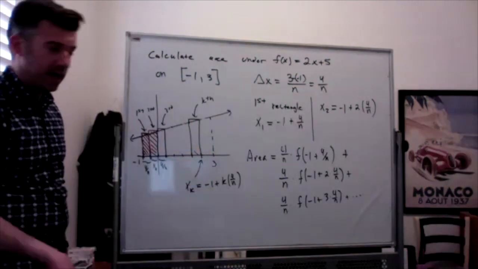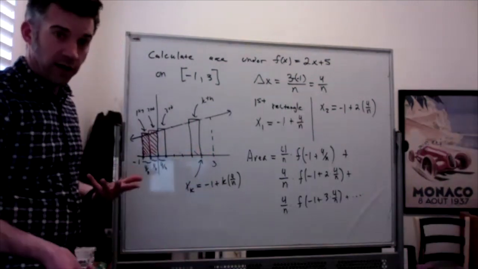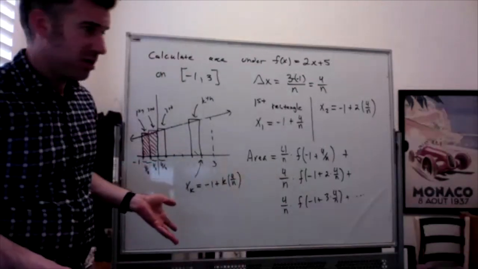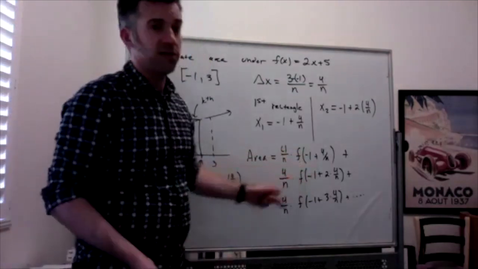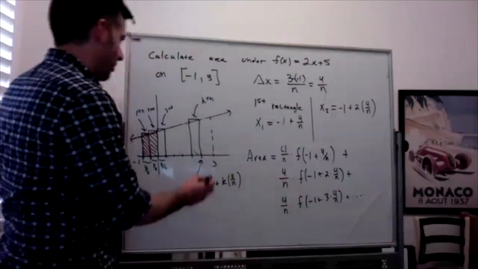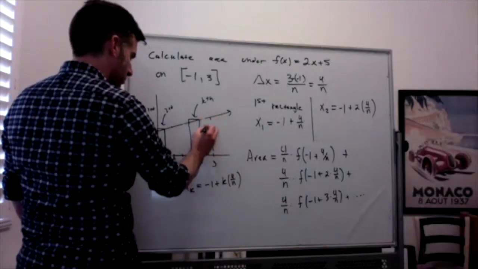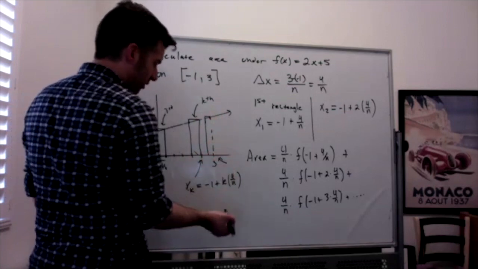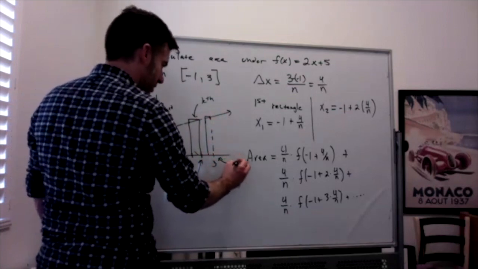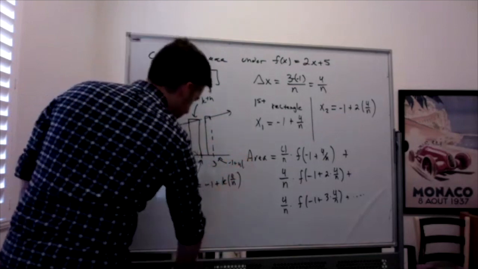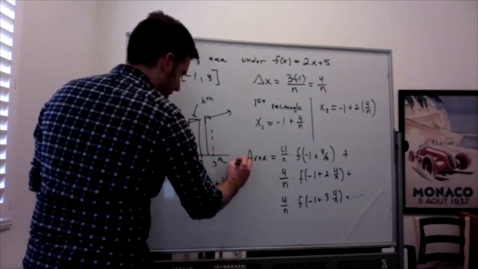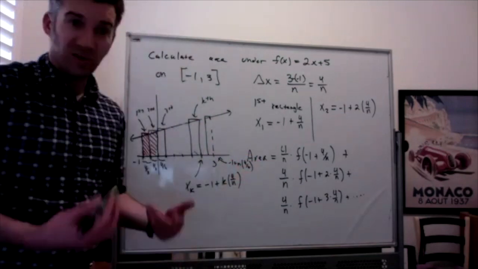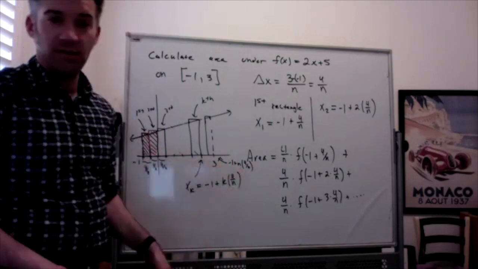And then here's what we can say. The total area is what we get when we add them all up. You can write it out really long: 4/n times this, plus 4/n times this, plus 4/n times this, all the way to the last one, which would be 4/n times f of -1 plus n times 4/n, which I know is just -1 plus 4, which is 3. But the idea is you're using n rectangles, so the last one should be the nth one.